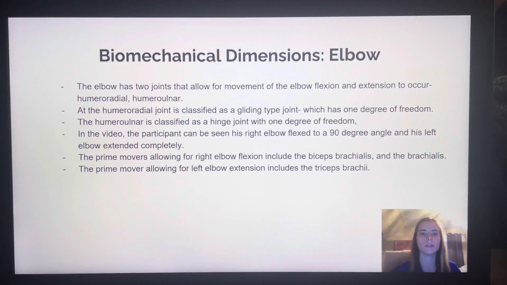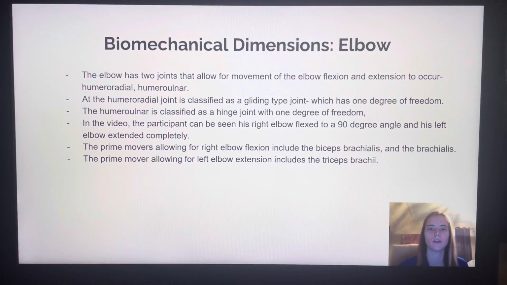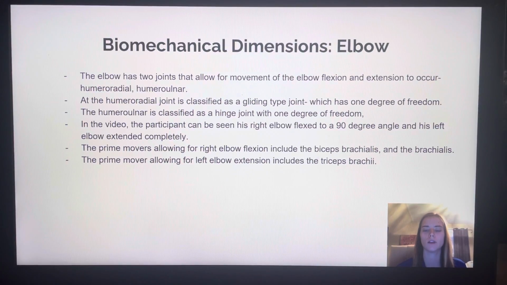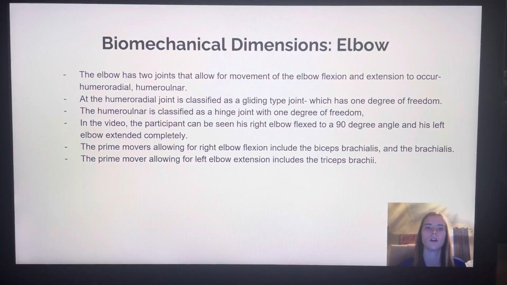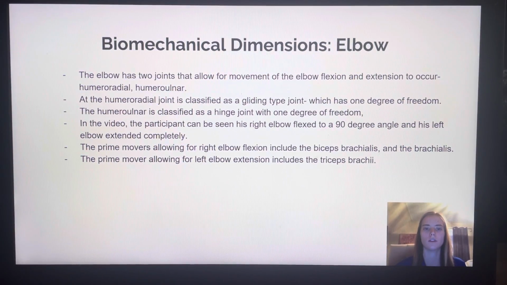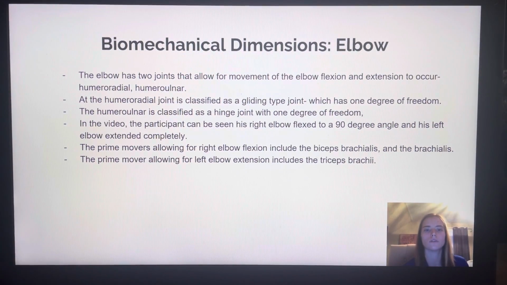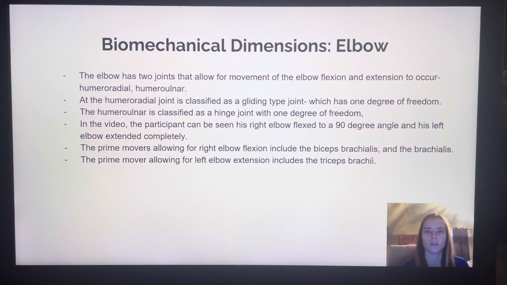The elbow has 2 joints that allow for movement of elbow flexion and extension to occur. These are the humeroradial and the humeroulnar. At the humeroradial joint, this is considered a gliding type joint, which has 1 degree of freedom. The humeroulnar joint is a hinge joint with 1 degree of freedom.